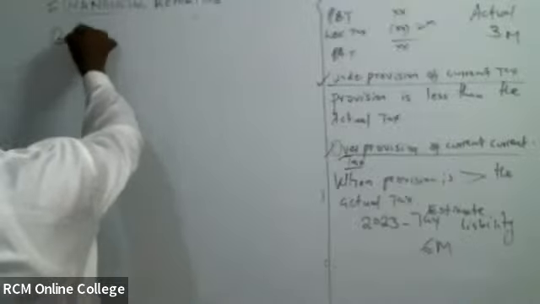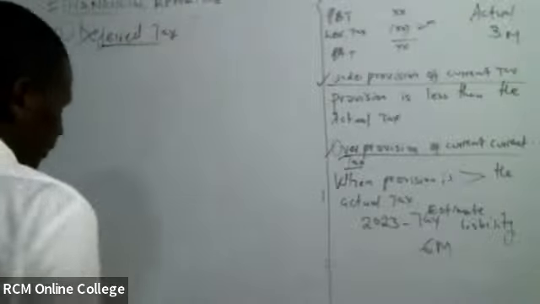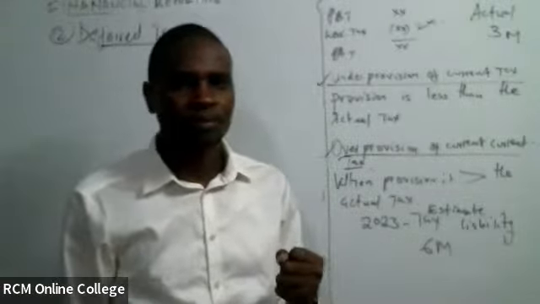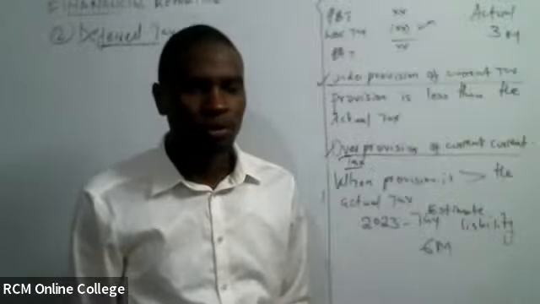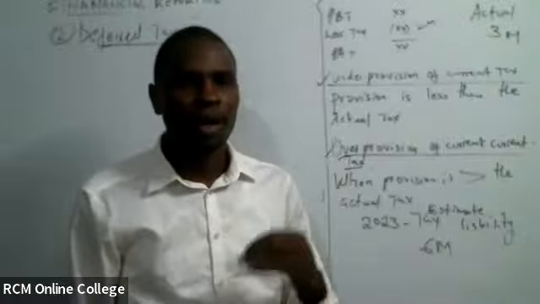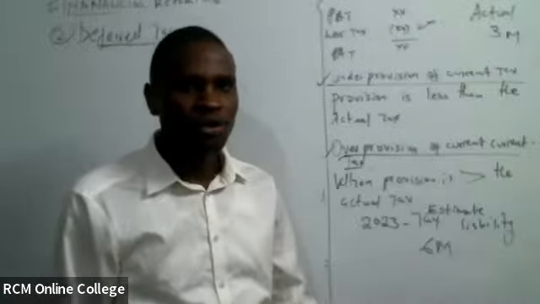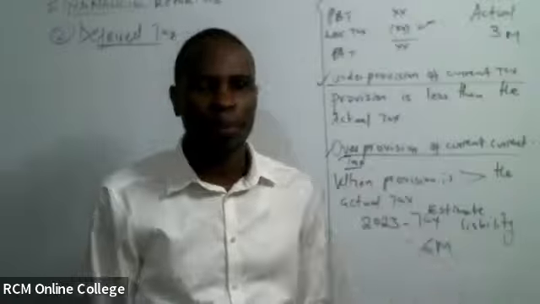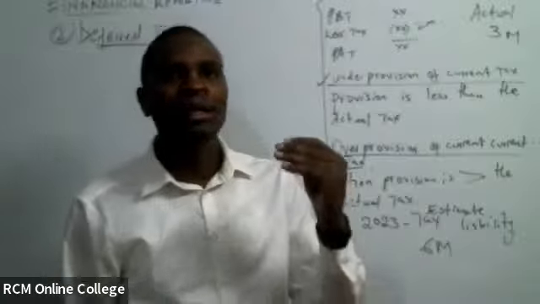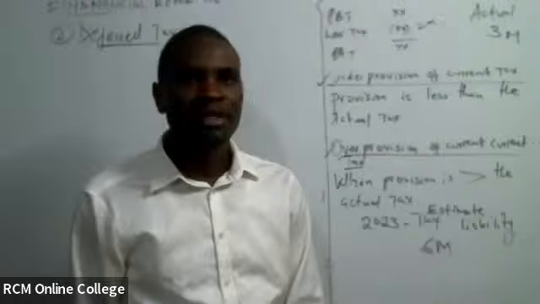Number 2, deferred tax. When you talk about deferring, it means you can postpone or delay. We were expected to pay this tax in the financial year 2025, but we did not manage to pay. We pay it in 2026, maybe December, if our financial year is ending in December. That is what we call deferred, something delayed.